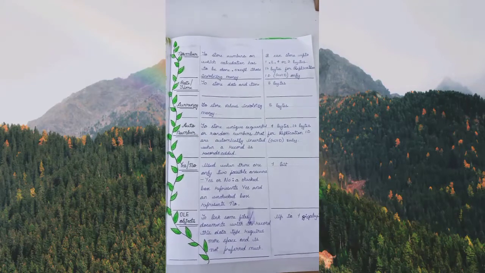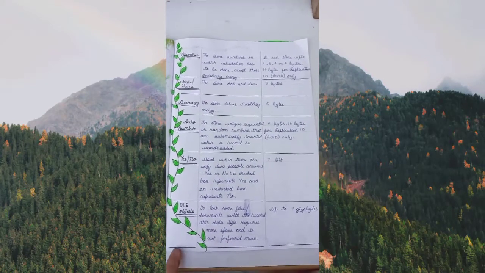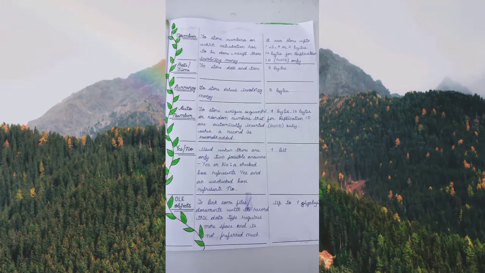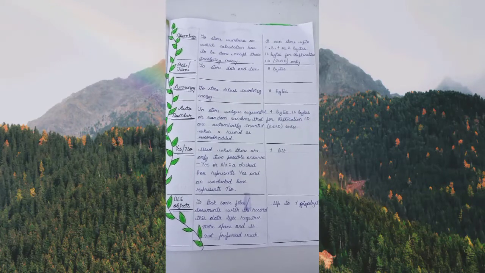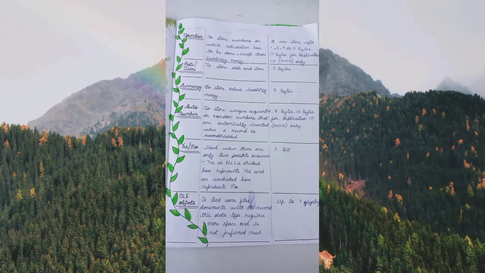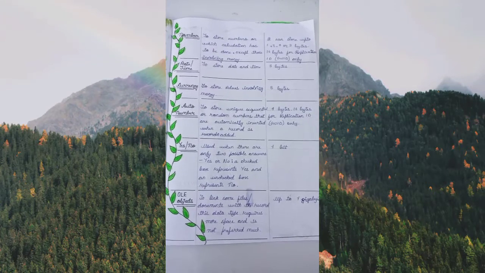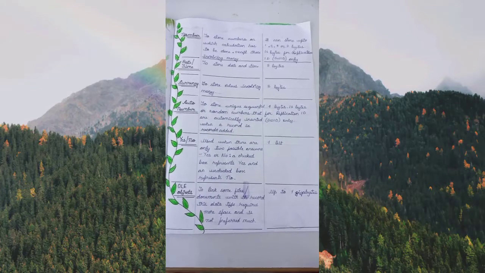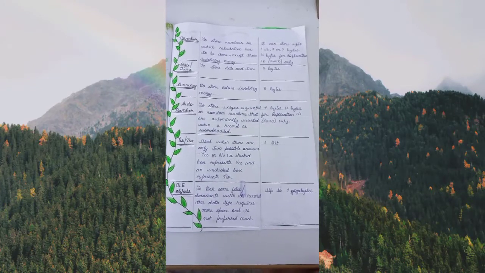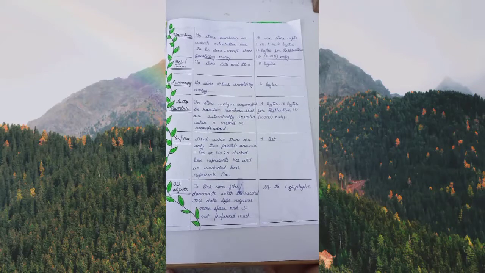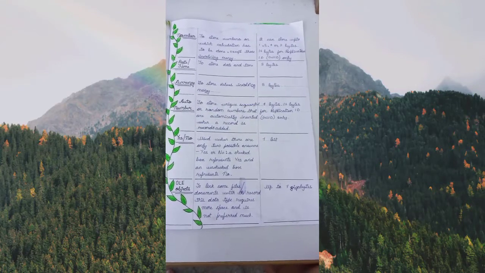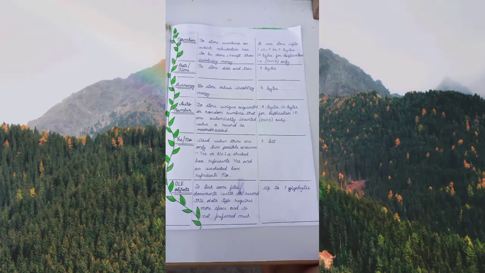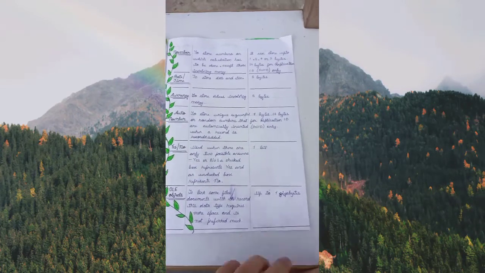Now, the seventh field is yes or no. Yes or no is used when there are only two possible answers, that is yes or no. A checked box represents yes and an unchecked box represents no. The storage capacity of it is 1 bit. Now, the eighth one, OLE object. Its use is to link some file documents with the record. This data type requires more space and is not preferred much. Its storage capacity is up to 1 gigabyte.